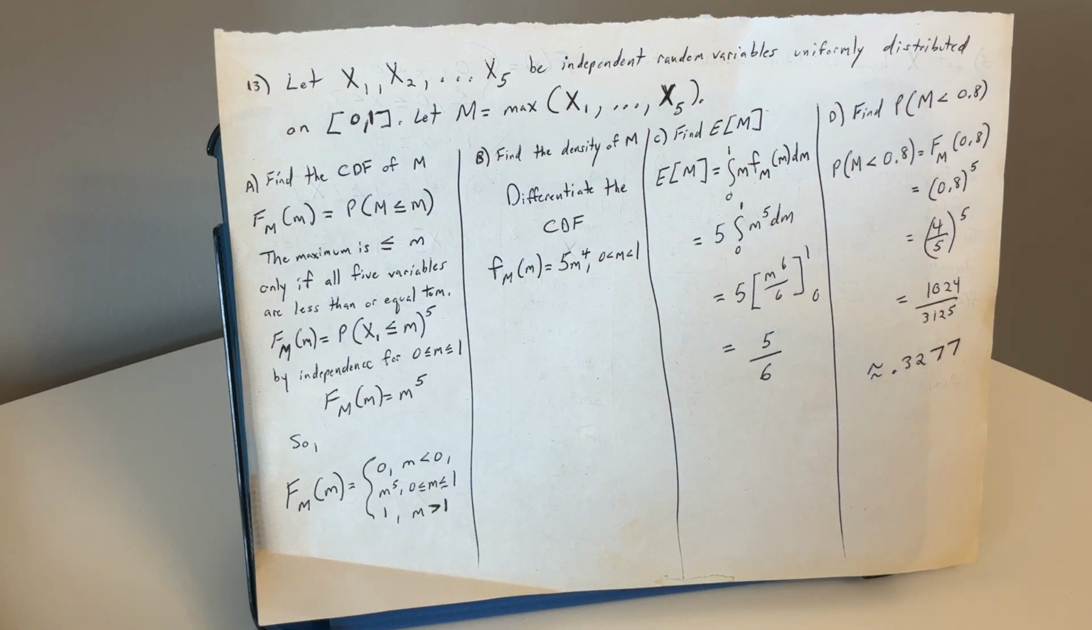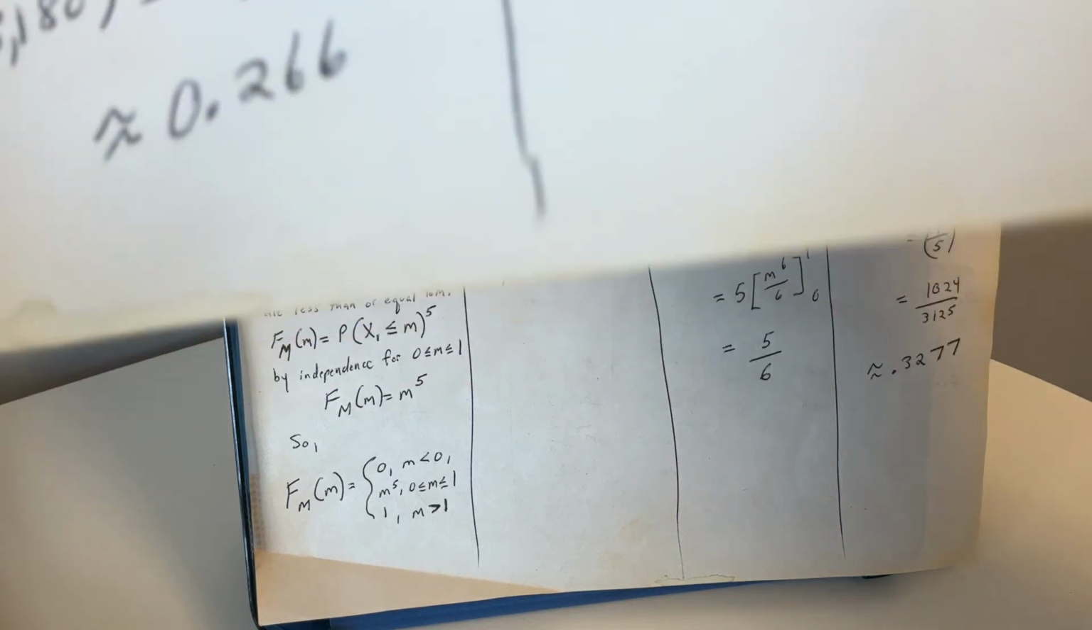Part D, find the probability that M is less than 0.8. F sub M of 0.8 is 0.8 to the 5th, which is 4/5 to the 5th, 1024 over 3125, which is about 0.3277. Okay, so that takes care of number 13.